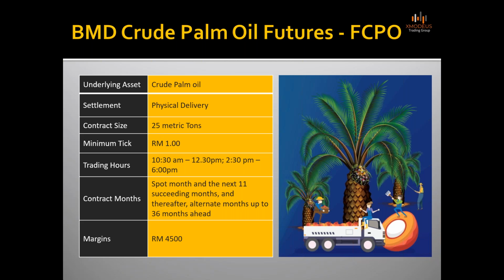So this is the contract spec. This is a summarized version of the contract specifications for FCPO. Of course, the underlying is crude palm oil, and the size is 25 metric tons per contract. The minimum tick, that means every single price movement in the FCPO, is 1 ringgit. Every time you buy or sell an FCPO contract, if it goes up or down by a ringgit, you multiply by the 25 metric tons. That means every single ringgit movement in the palm oil price is a 25 ringgit movement per contract in your futures position.